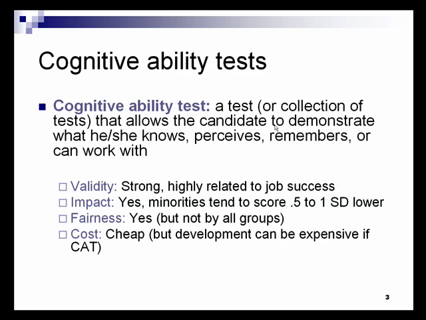Cognitive ability tests are simply a test or collection of tests that allow us to assess whether a candidate can demonstrate what he or she knows, perceives, remembers, or can work with. The validity is pretty good. So it does predict job success or job performance pretty well. Does it lead to adverse impact or that differential selection of subgroups? Unfortunately, yes. Minorities tend to score about 0.5 to 1 standard deviation lower, but we do see that number is getting smaller and smaller over time, which is good.